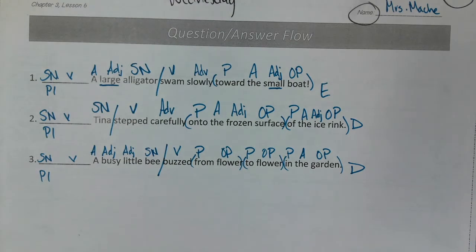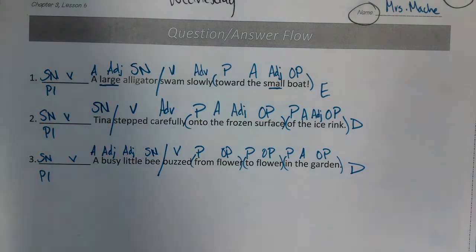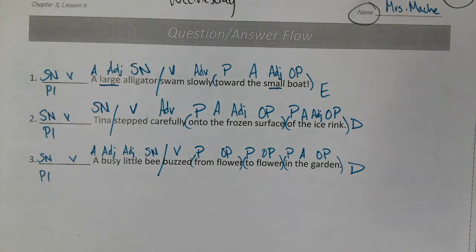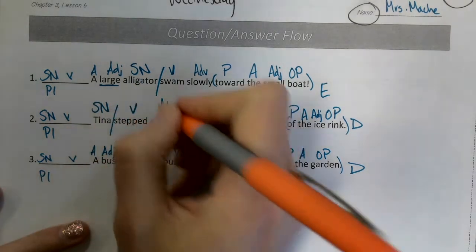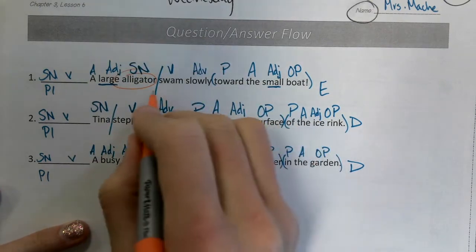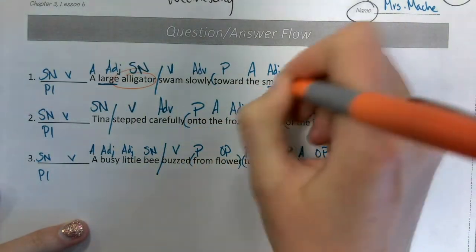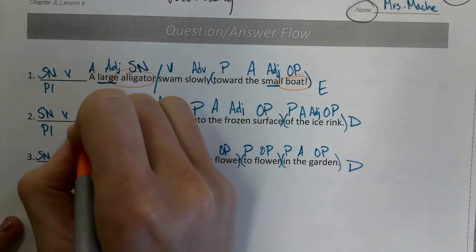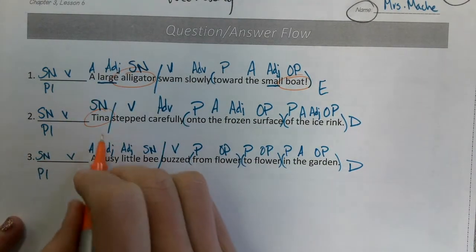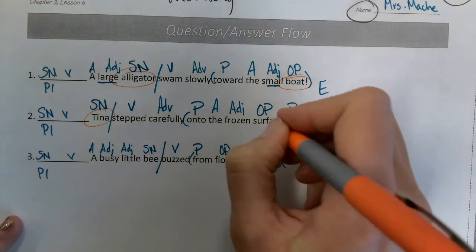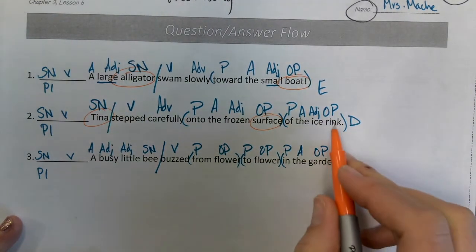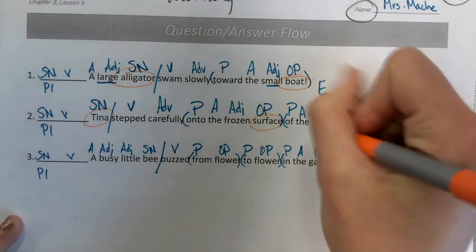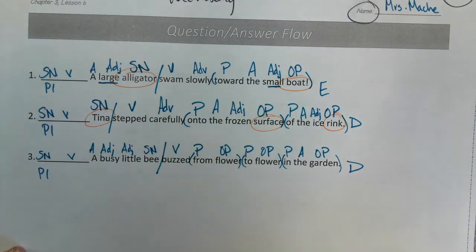All right, it is time for our noun check. You're going to go ahead and, as we do our noun check, circle those words that are nouns. Subject, noun, alligator. Yes, it is a noun. Object of the preposition, boat. Yes, it is a noun. Tina. Subject, noun, Tina. Yes, it is a noun. Object of the preposition, surface. Yes, it is a noun. Object of the preposition, rink. Yes, it is a noun.